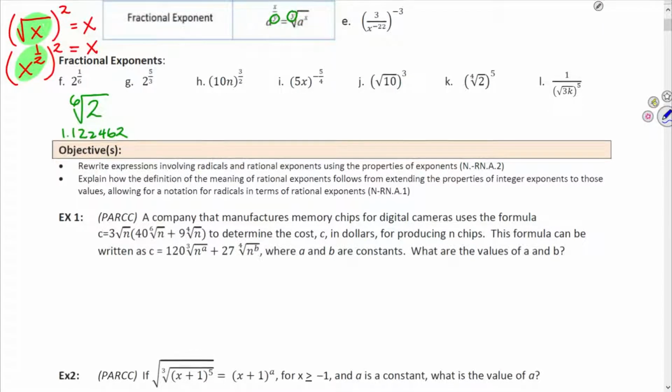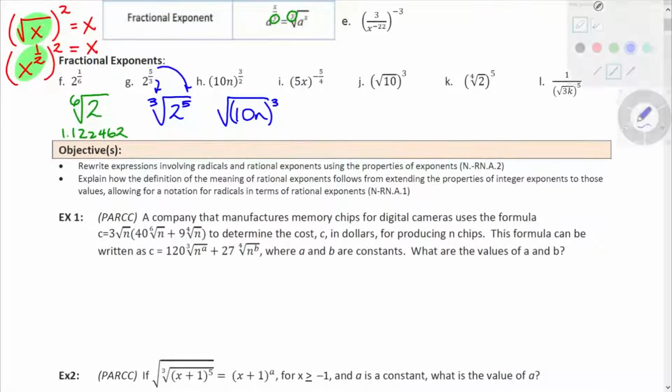So in letter G, it's the 3rd root of 2 to the 5th. So again, the numerator becomes your power and your denominator becomes your root. So this is the square root or the 2nd root of 10n to the 3rd power. But just so you know, we typically don't write the 2 on the square root. That's kind of implied because you've been doing this already, that if you see that sign, you know it's a square root, which is a 2nd root.